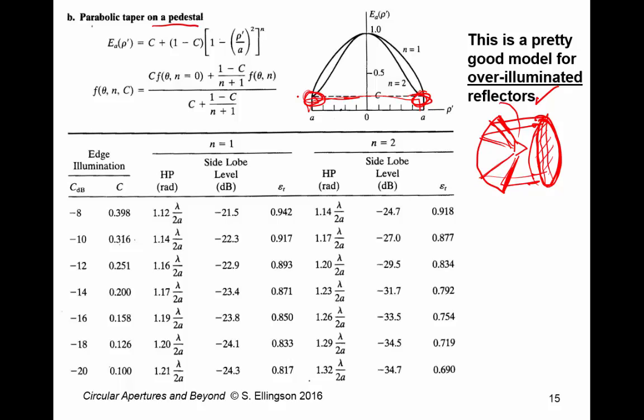And in this handy-dandy plot, you can specify different edge illuminations as this value here, and then find out, for example, what effect this has on the half power beam width, what effect this has on the side lobe level, and so on for different kinds of, or different orders of taper.